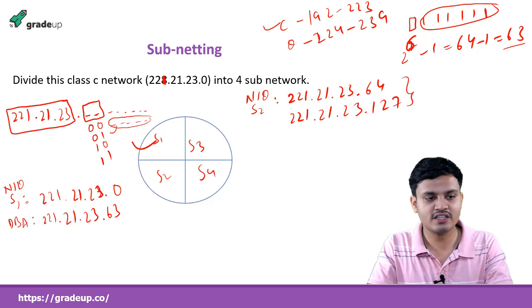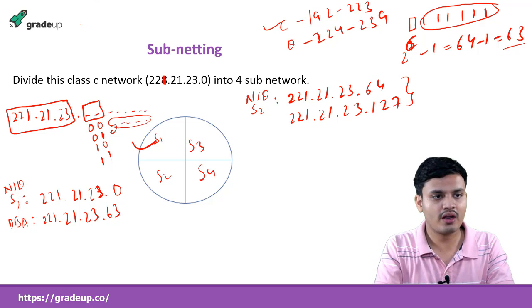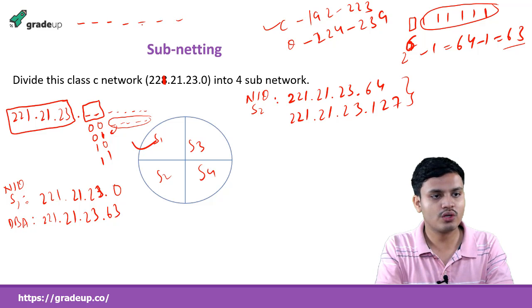In this, for these 6 bits you write all 0, and here we have 1, so it will become 64. Okay, see this: 1, 2, 3, 4, 5, 6, 7, 8.